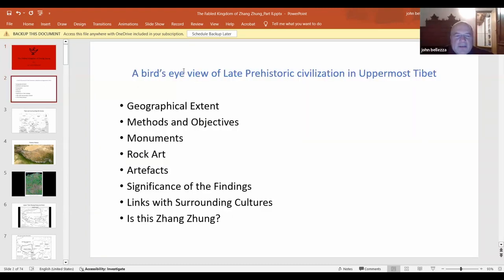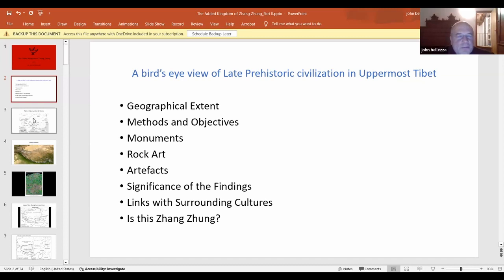I had mentioned that these are my basic aspects of the talk, and we got as far as monuments last time. So today we're going to look at the rock art, artifacts, significance of the findings, and links with surrounding cultures. And the big question: is this Zhang Zhung? So let's see.